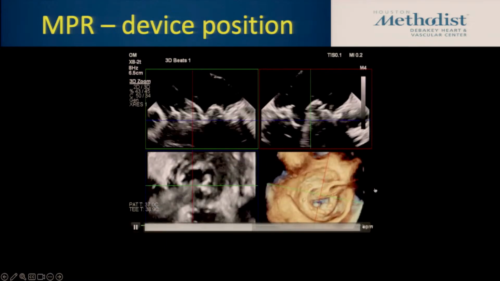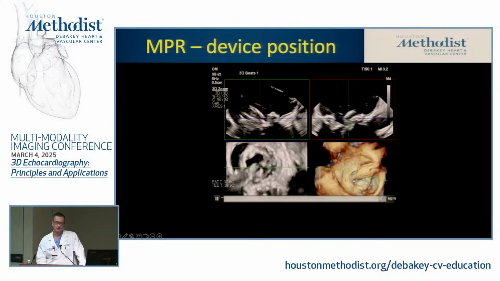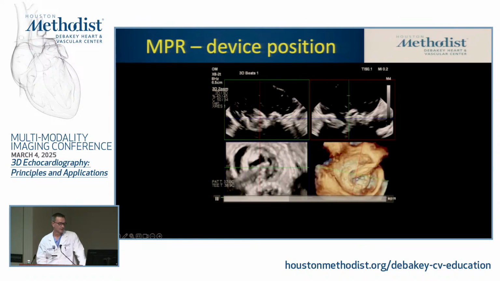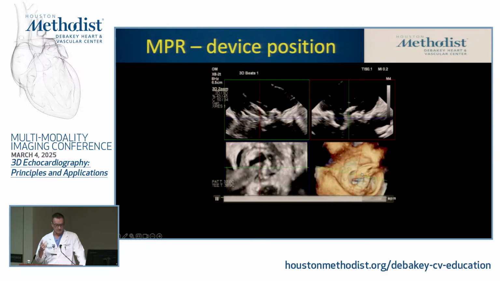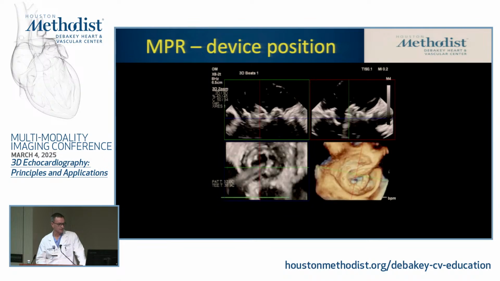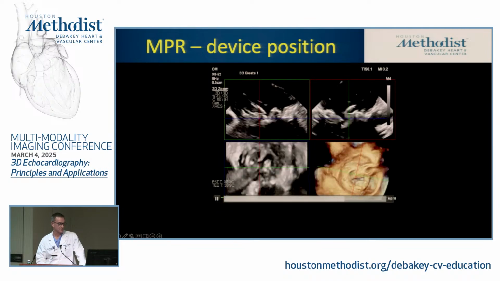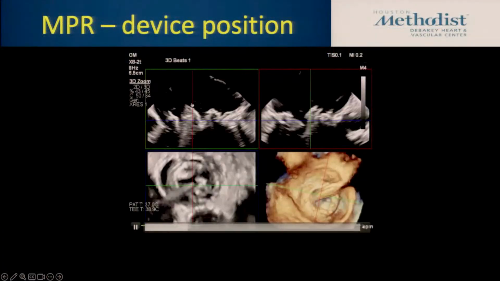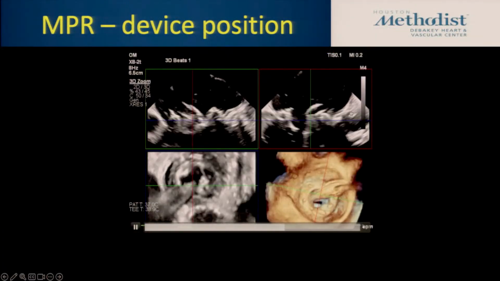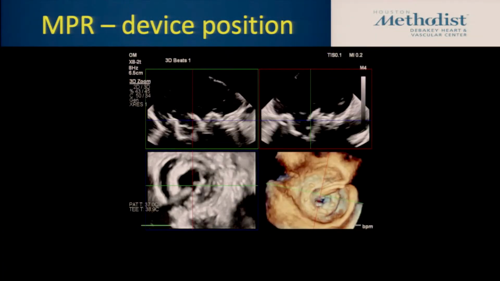Same view, we're using this now to actually guide the procedure. So this is a balloon placed across the valve, balloon with a catheter. This is actually a Sapien valve that's going to be deployed, watching everything in real time. You can see the trajectory in the atria because you've defined everything. So this saves you going back and forth. You're not going from 2D to 3D to 2D to 3D.